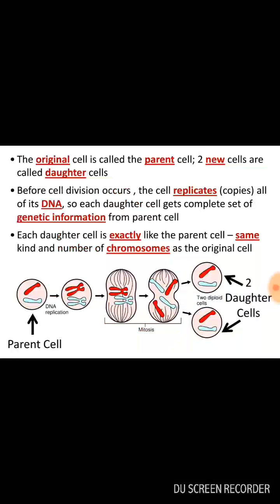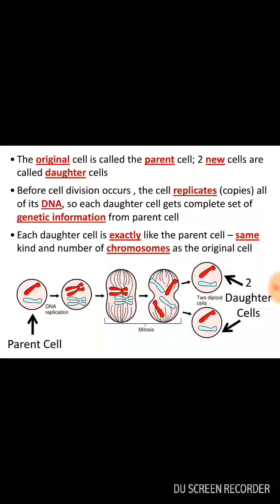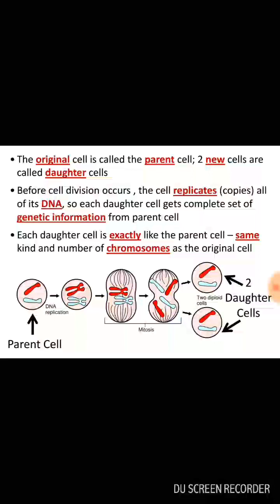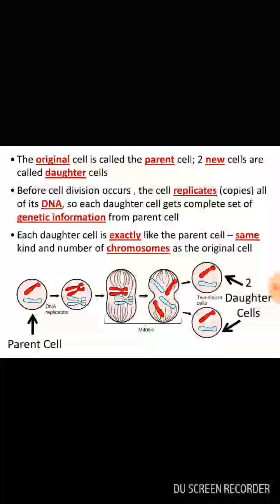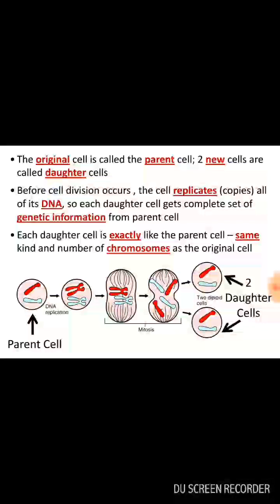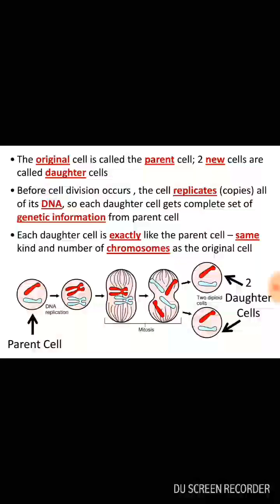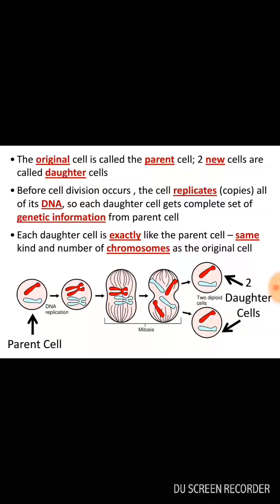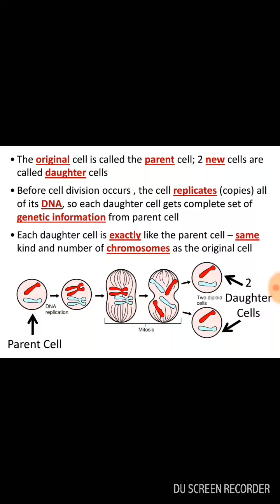The original cell is also called the parent cell, and the cells which are formed from the parent cell after the cell division are called daughter cells. Before the cell division occurs, a very important event that takes place is the formation of DNA copies, which we call replicas of DNA, and the process is replication of DNA. Why does this happen? So that each daughter cell gets the complete set of genetic information from the parent cell.